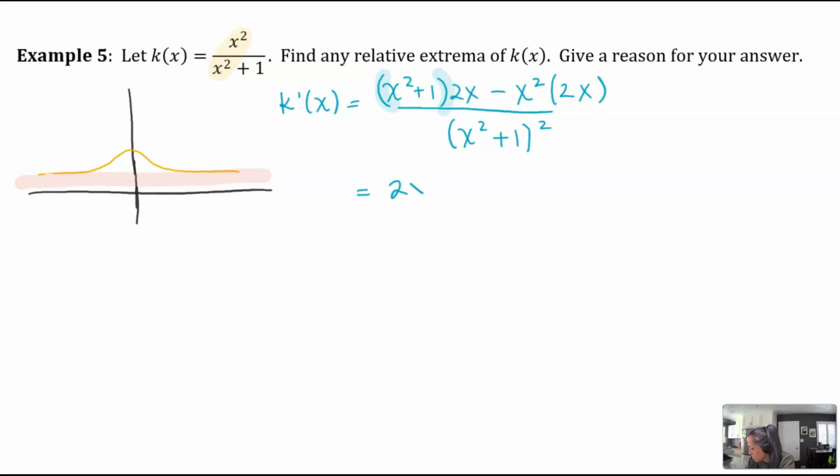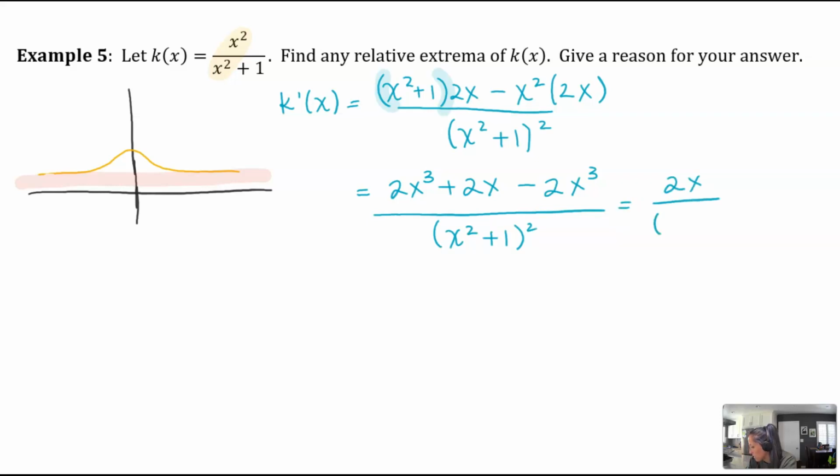It looks like we have 2x cubed plus 2x minus 2x cubed. Oh, that's nice of them. This is all over x squared plus 1 squared. So now we have 2x all over this x squared plus 1 squared.